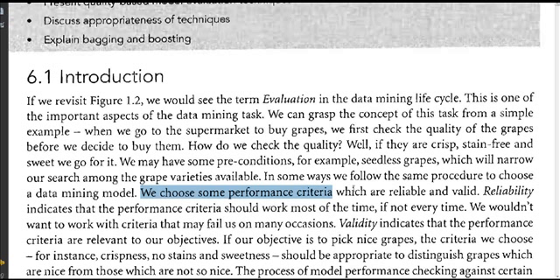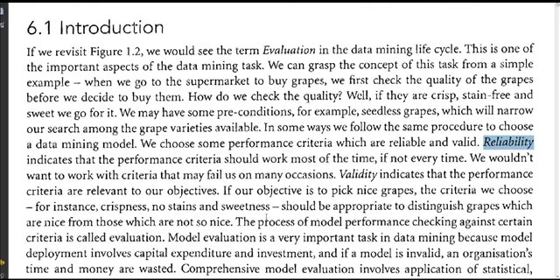So we might choose accuracy. Reliability indicates that the performance criteria should work most of the time, if not every time. We wouldn't want to work with criteria that may fail us on many occasions. Validity indicates that the performance criteria are relevant to our objectives. If our objective is to pick nice grapes, the criteria we choose, for instance, crispness, no stains, and sweetness, should be appropriate to distinguish grapes which are nice from those which are not nice.